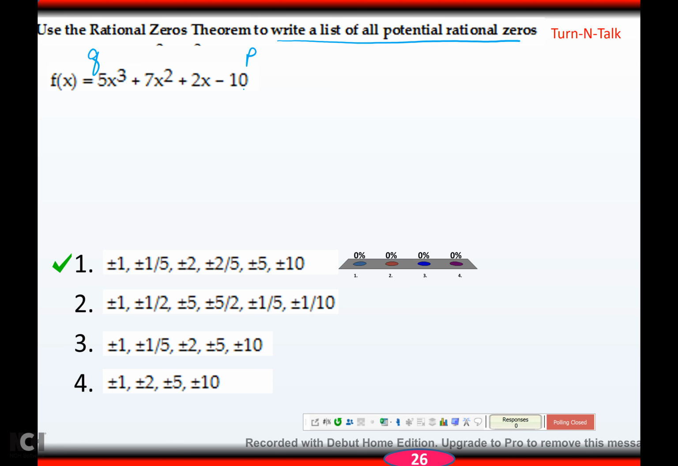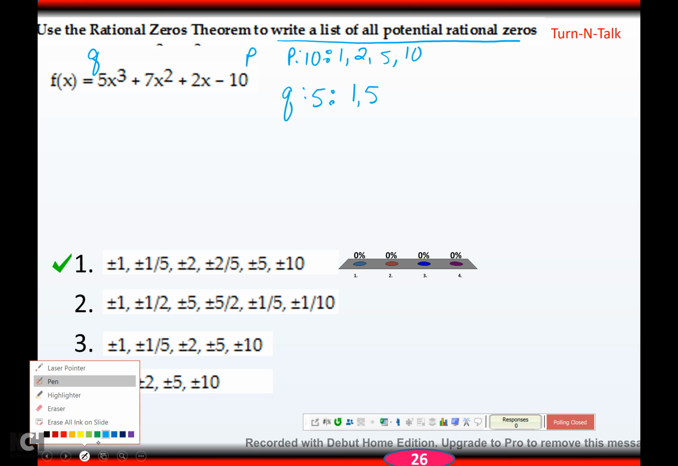So for my P, I need all my factors of 10, which are 1, 2, 5, and 10. You're just finding all the numbers that go into 10 evenly, and then their product or their quotient. Your Q is my 5. The only factors of 5 are 1 and 5.